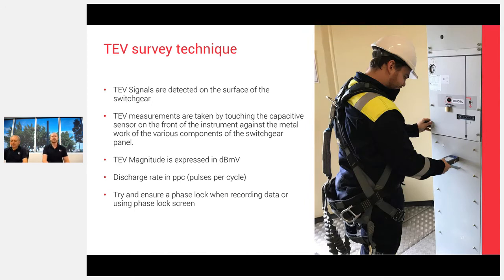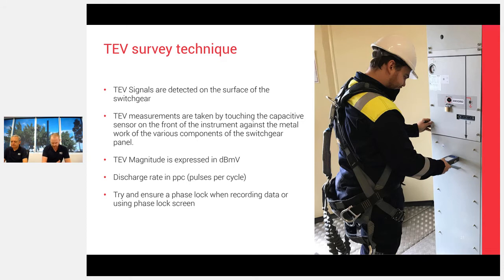Okay, the TEV survey technique. So TEV signals are detected on the surface of switchgear and on the surface of cables. So you get these tiny little voltage rises and this tiny little current flow that happens in the HF to VHF frequency range. And the TEV sensor can detect those signals.